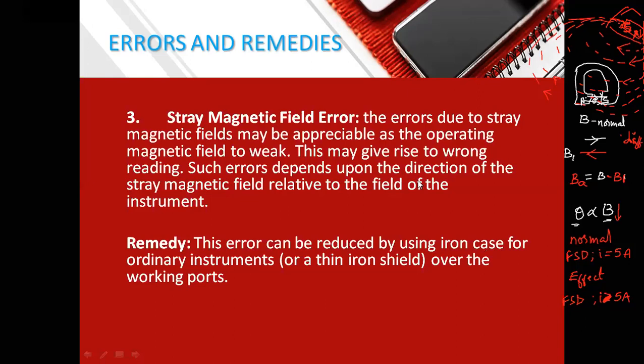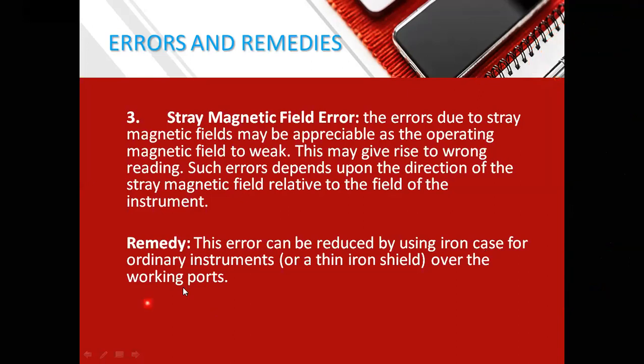How to avoid these situations, how to protect our PMMC from these errors? Let us see. The remedy is this error can be reduced by using iron case for ordinary instrument or a thin iron shield over the working parts. So that is the reason why the case of the PMMC is made up of iron. You will find iron case. And what happens if you give iron cases? Iron is a permeable ferromagnetic material, so it allows the magnetic lines of force.